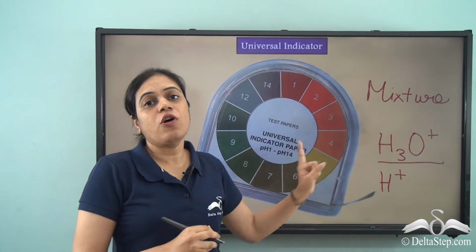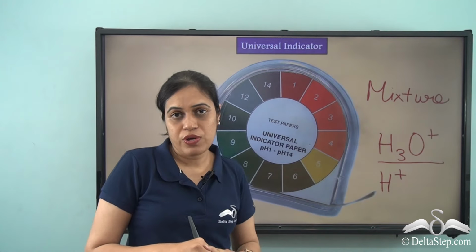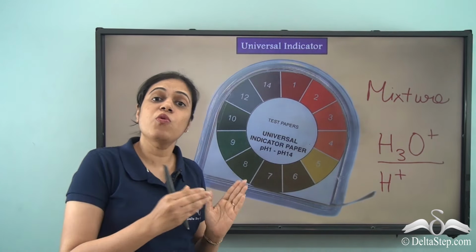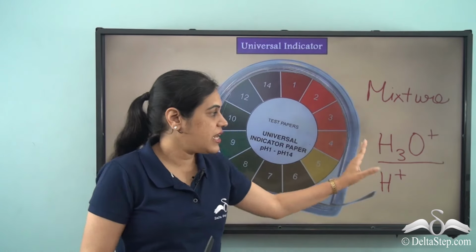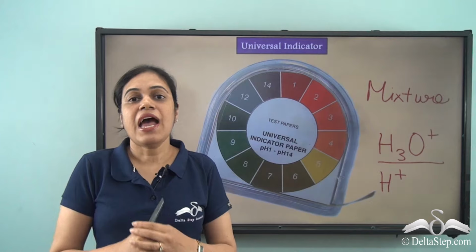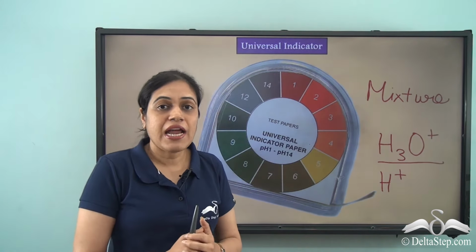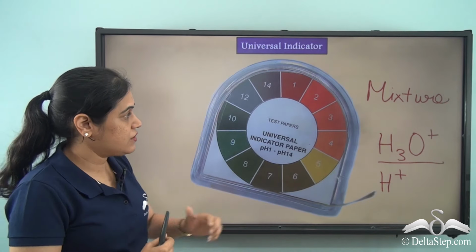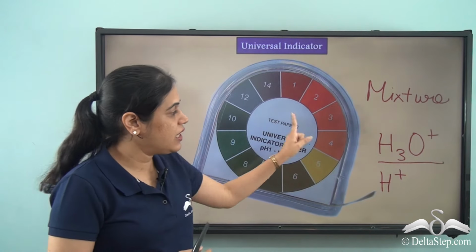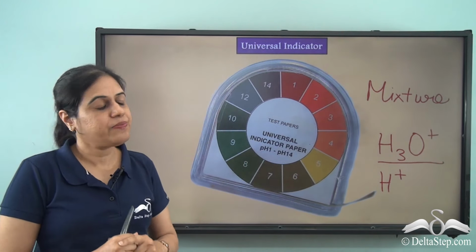So, if the concentration of H3O plus ions is more, that means the substance will be more acidic. If it is less, that means the substance will be less acidic. And we use a universal indicator, which shows different colors depending on the number of hydronium ions.